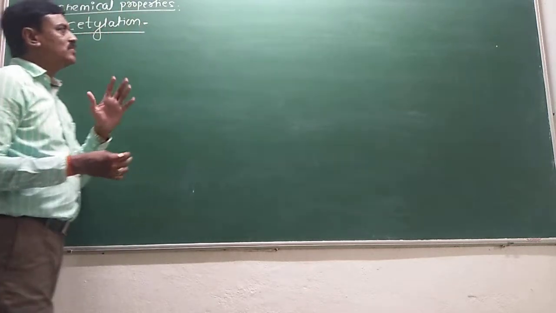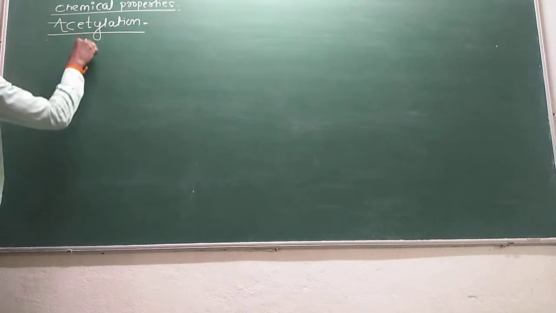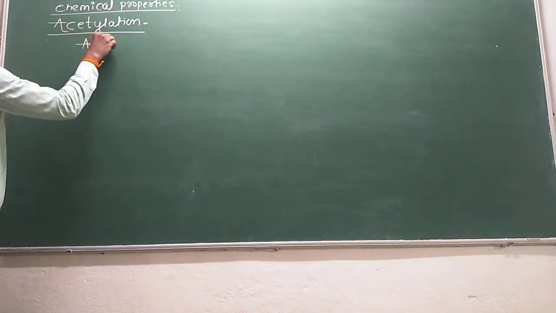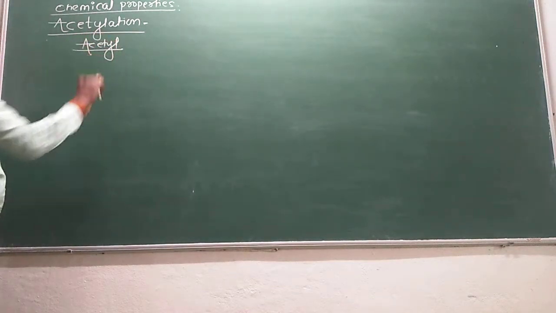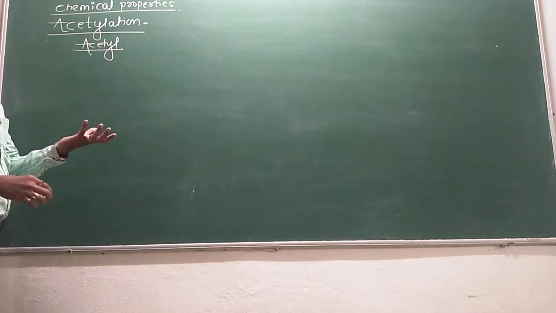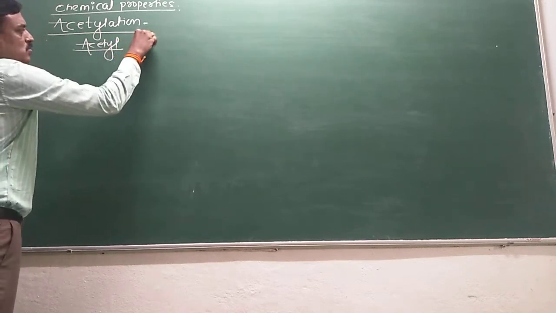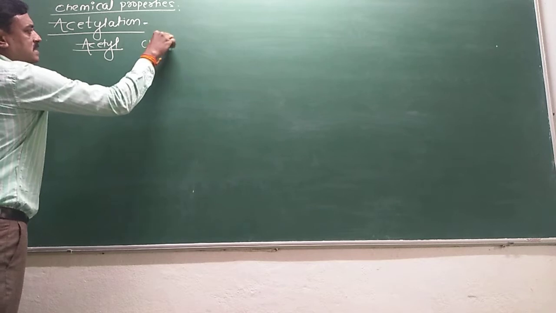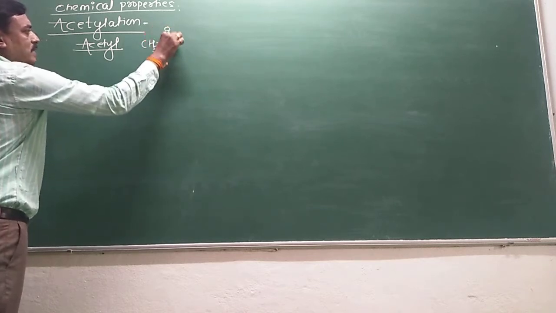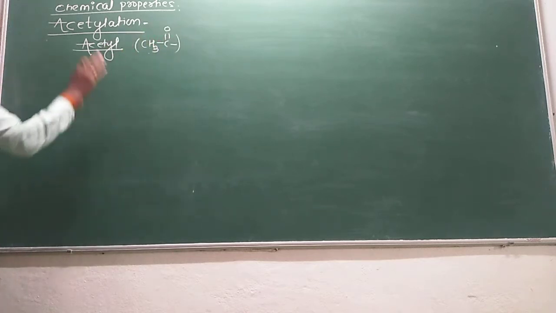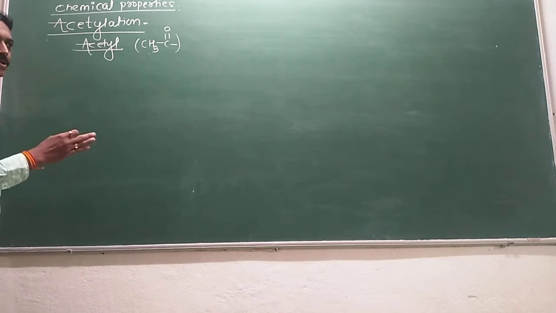The word acetylation comes from the word acetyl. This group, CH3 C double bond O and this dash, is known as the acetyl group.